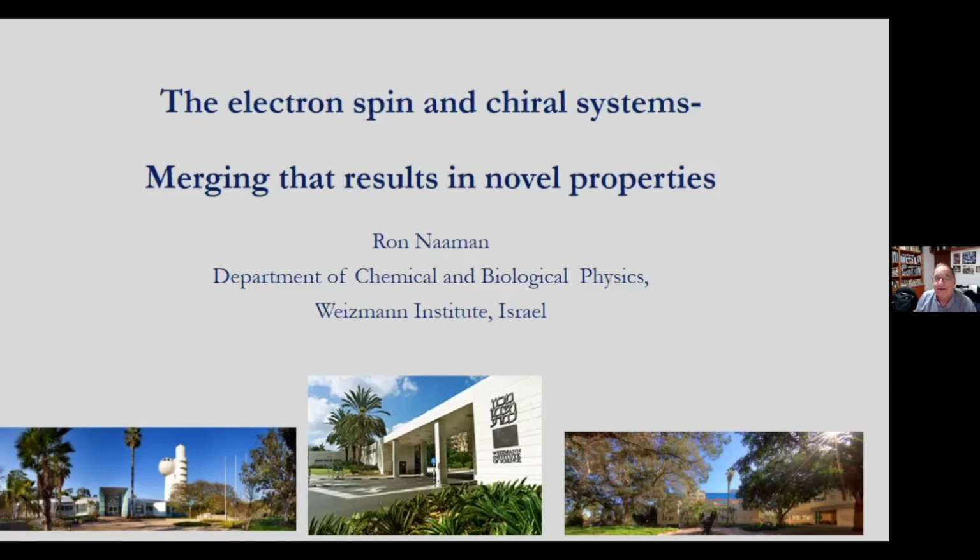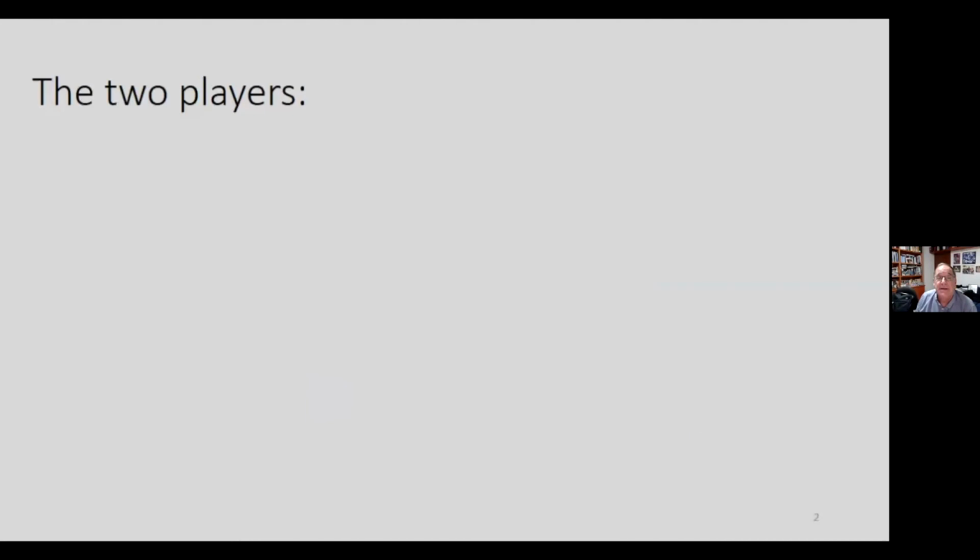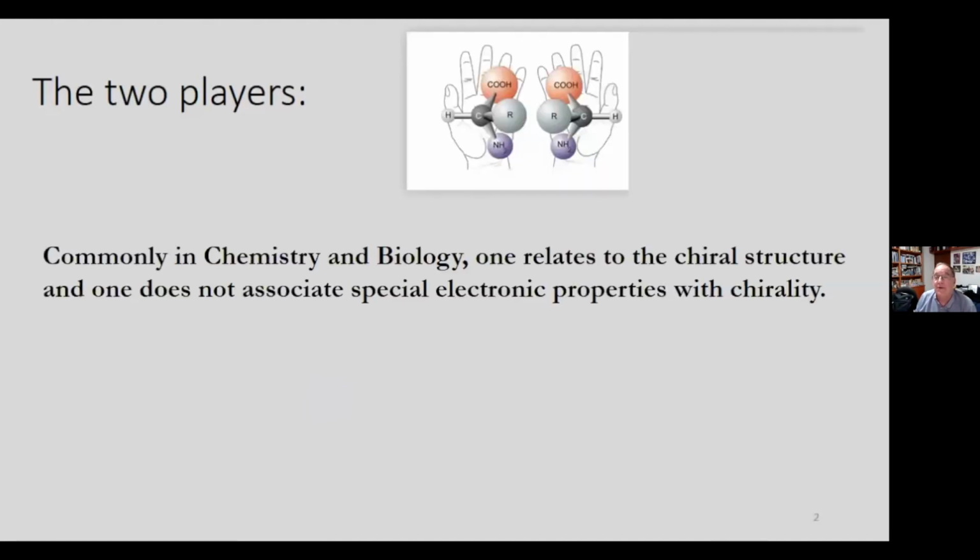My talk is concentrated on two features, the electron spin and chiral systems. And I would like to provide you with some new angle on these two subjects. So the players are chiral molecules. In chemistry, chiral molecules are well known, mainly because of their importance in biology. We know that nature is built from chiral molecules. But usually when we relate to chiral molecules, we relate to their structure. And one does not associate with chiral molecules any special electronic properties.